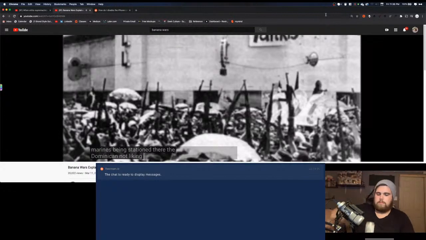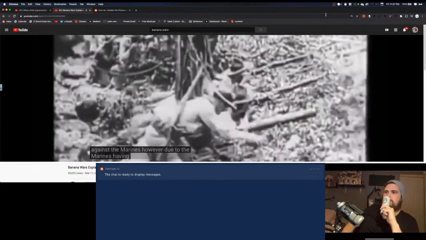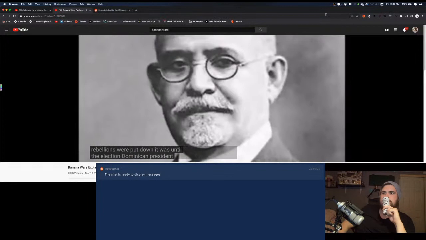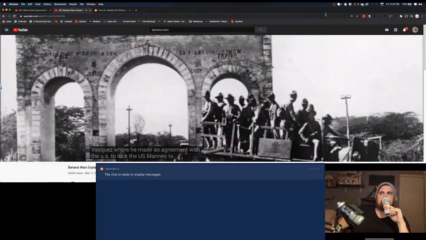The Dominicans, not liking the idea of an occupying force, some would rise up against the Marines. However, due to the Marines having superior weaponry, the rebellions were put down. It wasn't until the election of Dominican President Horacio Vazquez, who made an agreement with the US, that the US Marines were allowed to leave the island.